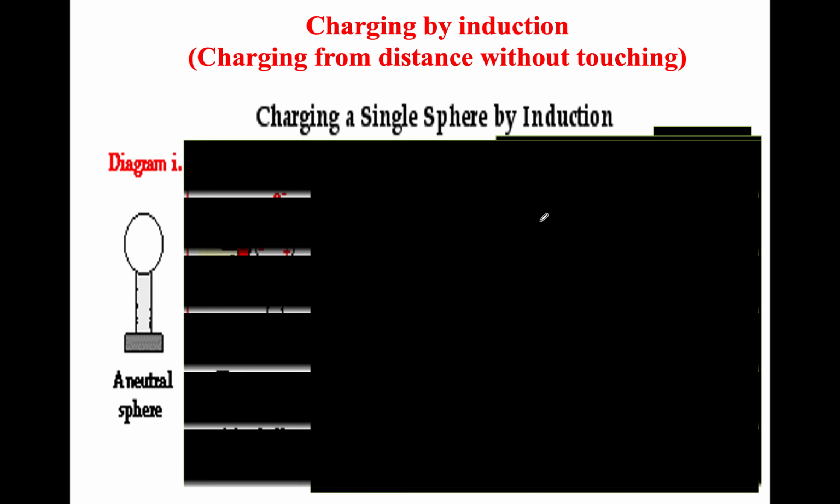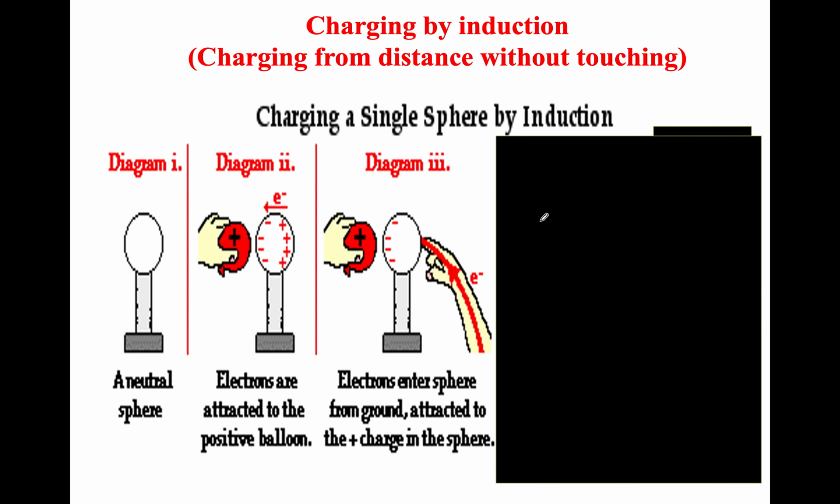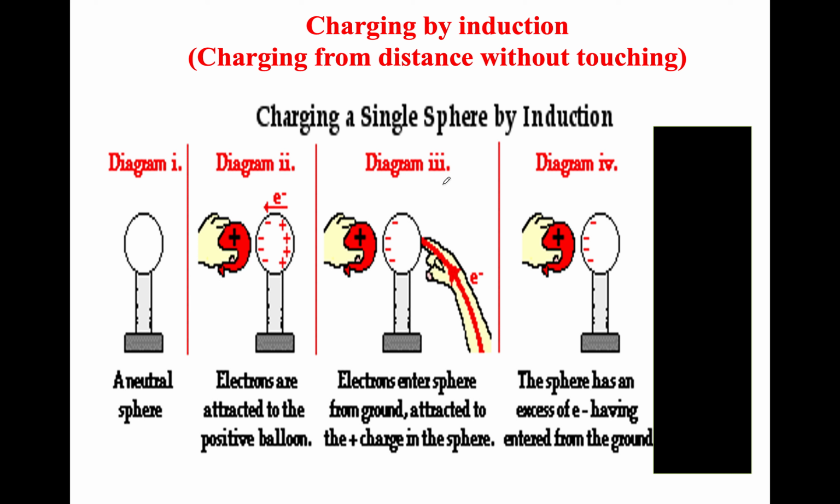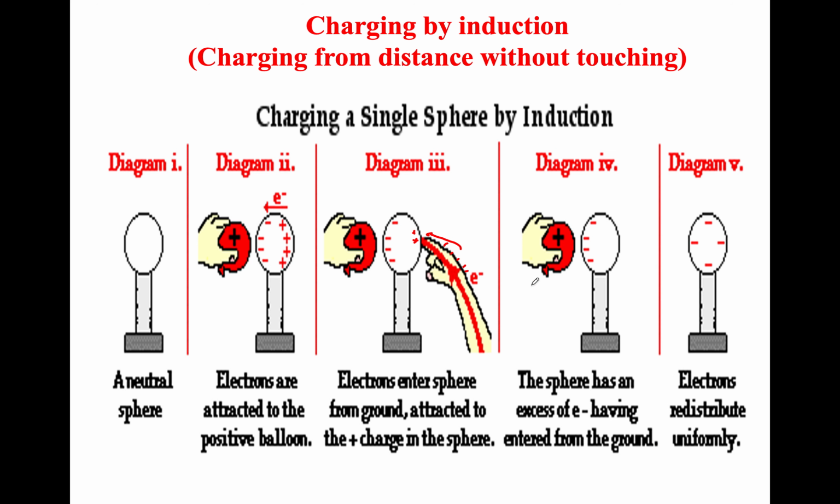Okay, same thing will happen if you bring a positively charged balloon. It will do the exact same thing, except now we have the electrons on the left, protons on the right. When you touch it, electrons from your body will go towards the protons that were here. And you now have a negatively charged sphere.